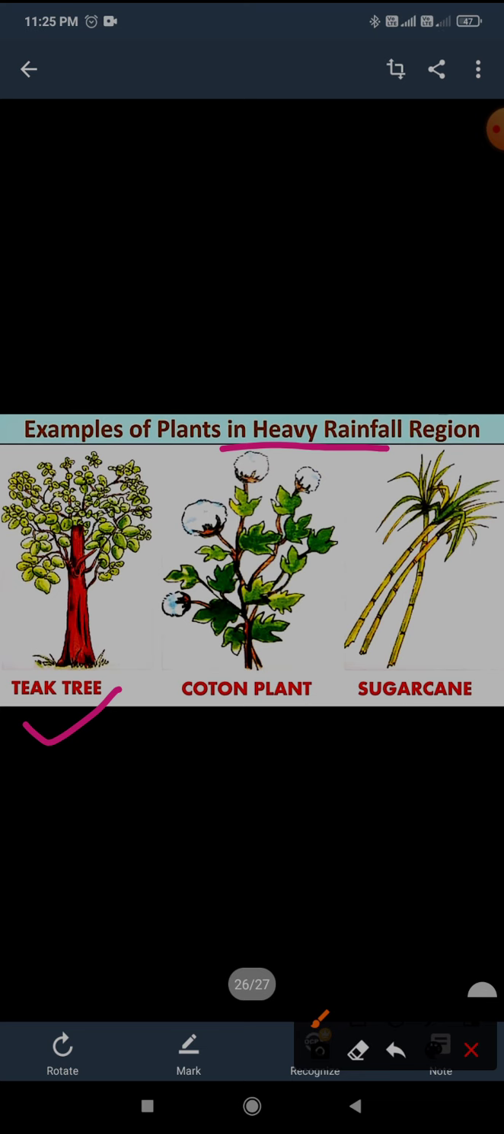So here we complete the topic. You can see here the cotton plant and sugar cane also. Okay, so here we complete the topic.